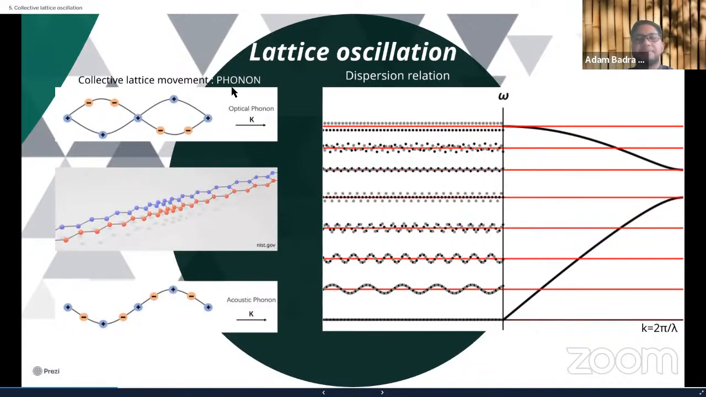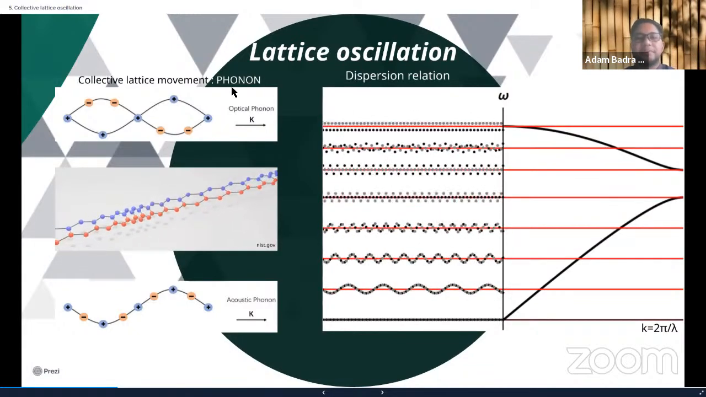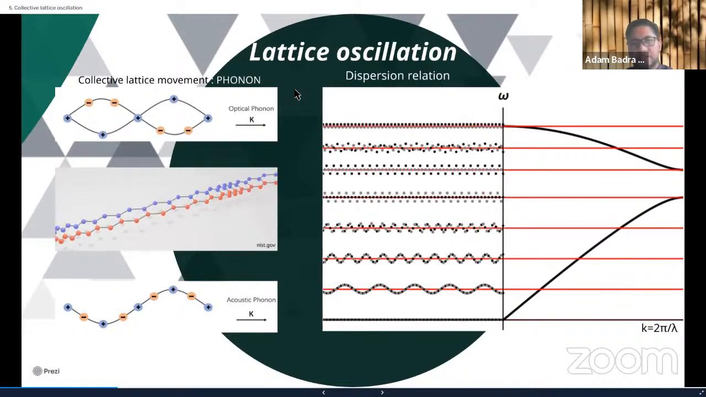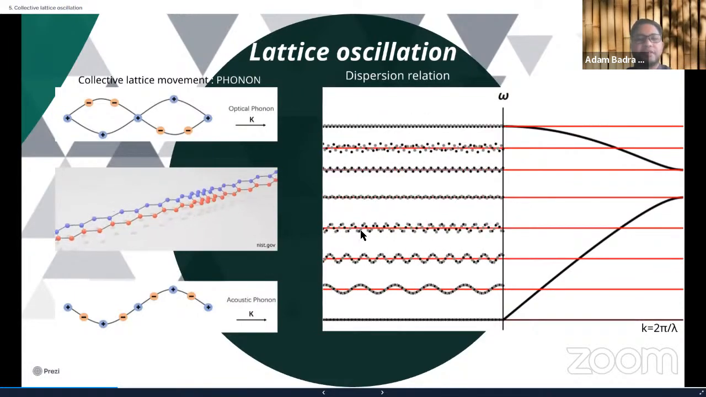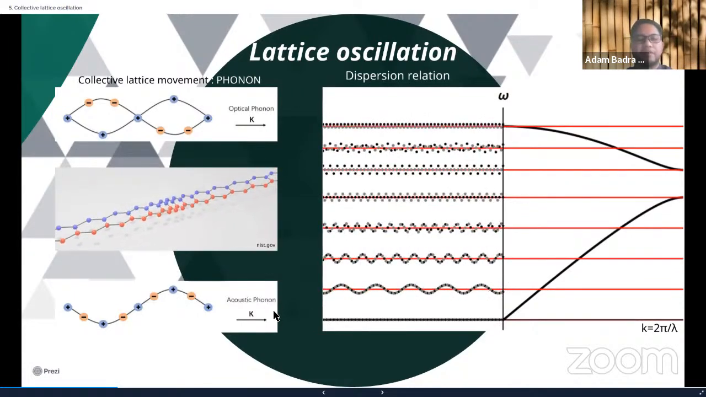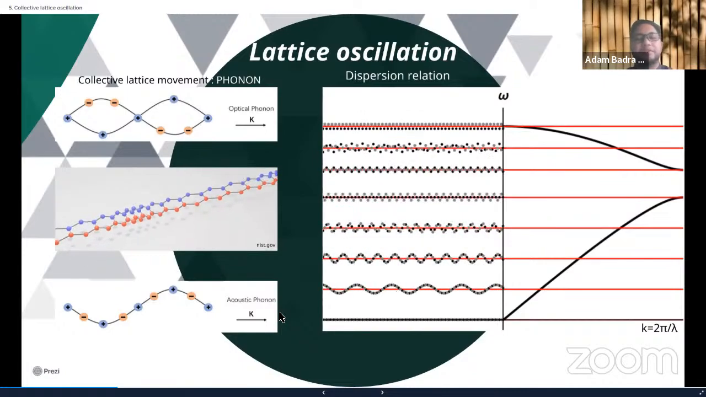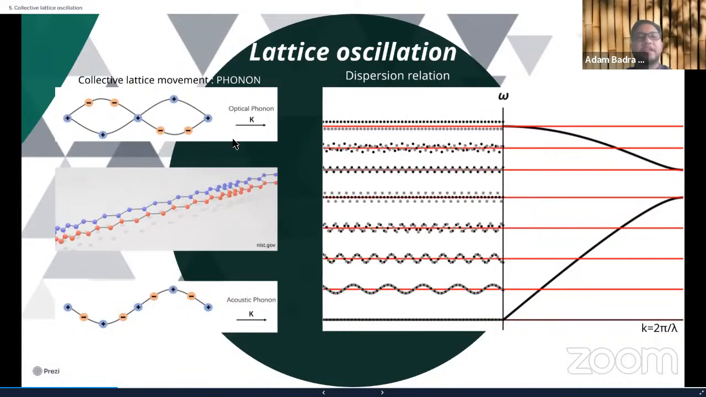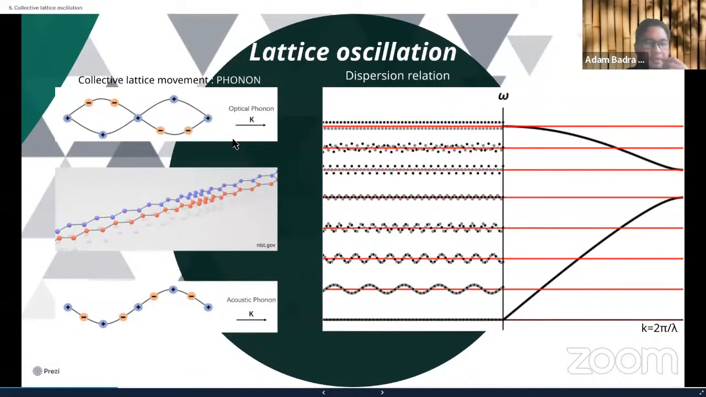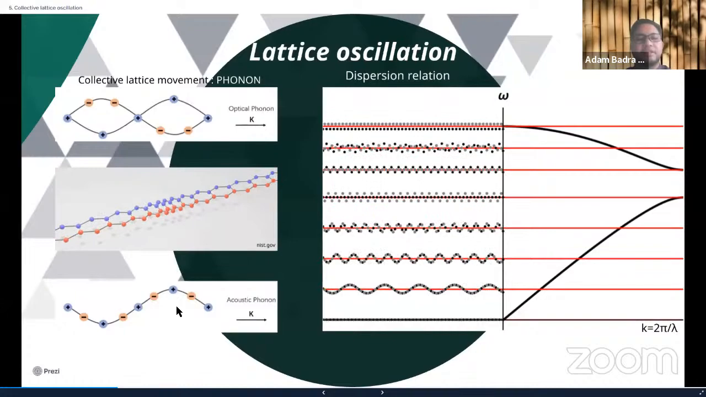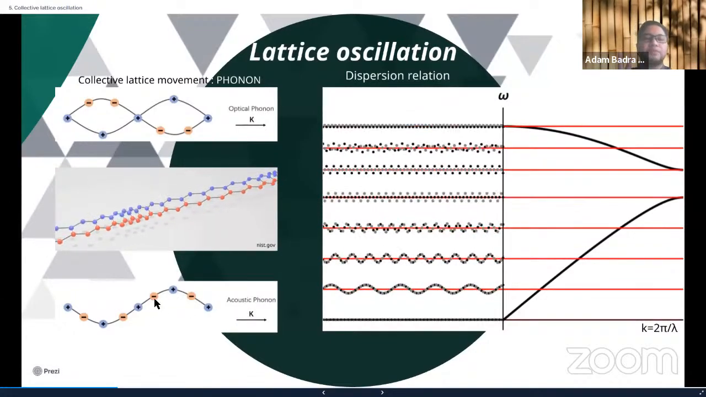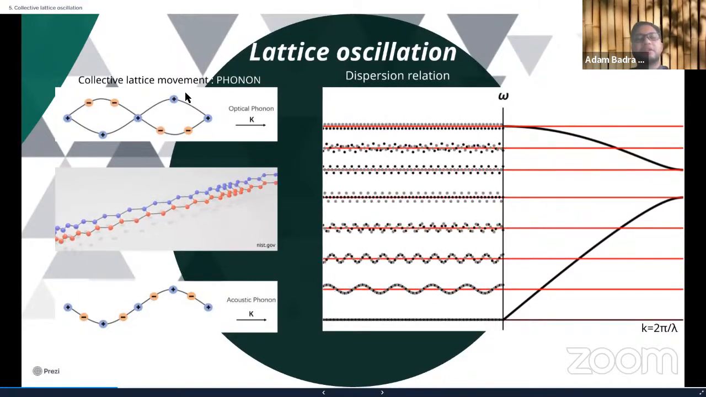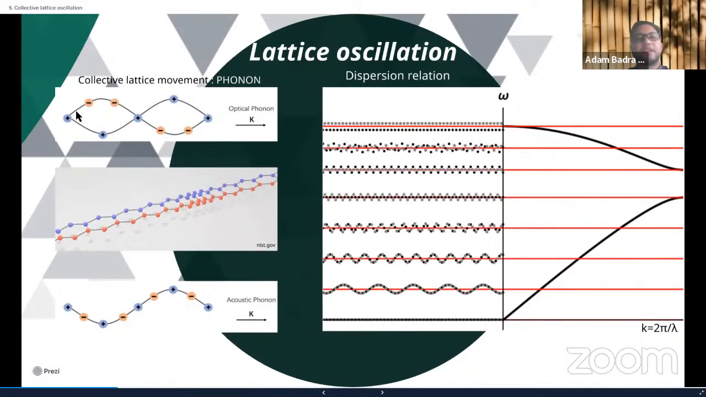If we describe this in quantum terms, we can study this oscillation in quantum physics. And there are two types of oscillation. The first one is the acoustic phonon. Acoustic as in sound, so a phonon that carries sound, and also there is the optical phonon. So what is the difference? The difference is that in the acoustic phonon, the nearby positive and negative ions move in the same phase. However, in the optical phonon, they move in different phases.